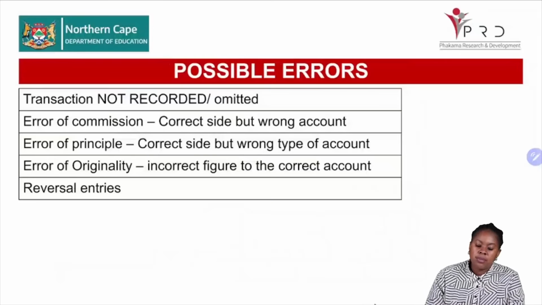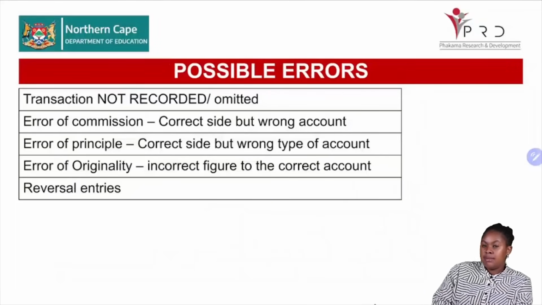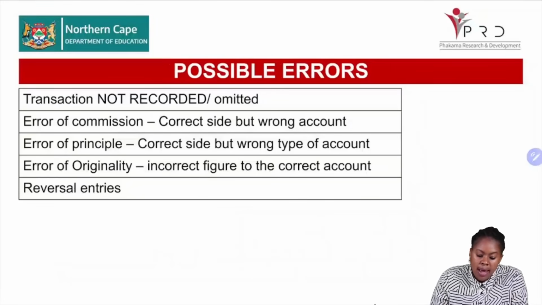Right. Now, the possible errors that might happen in the creditor's reconciliation, or that you might actually be tested on, are as follows.